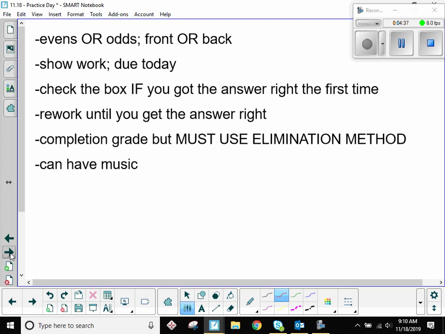But your work must be shown, and for credit, you must be using this method, the elimination method, okay? For full credit, you have to use that one, because that's what we're practicing. And then you can have your music while you work.